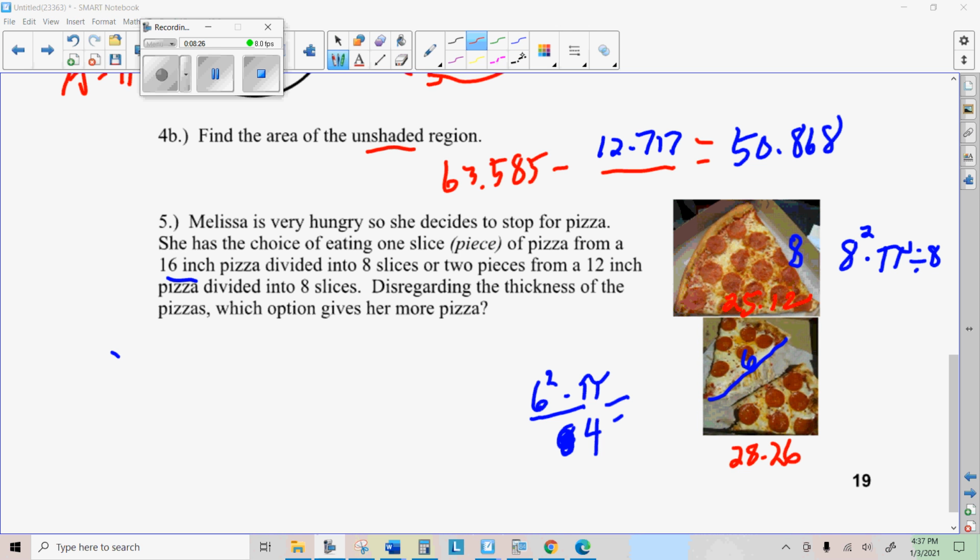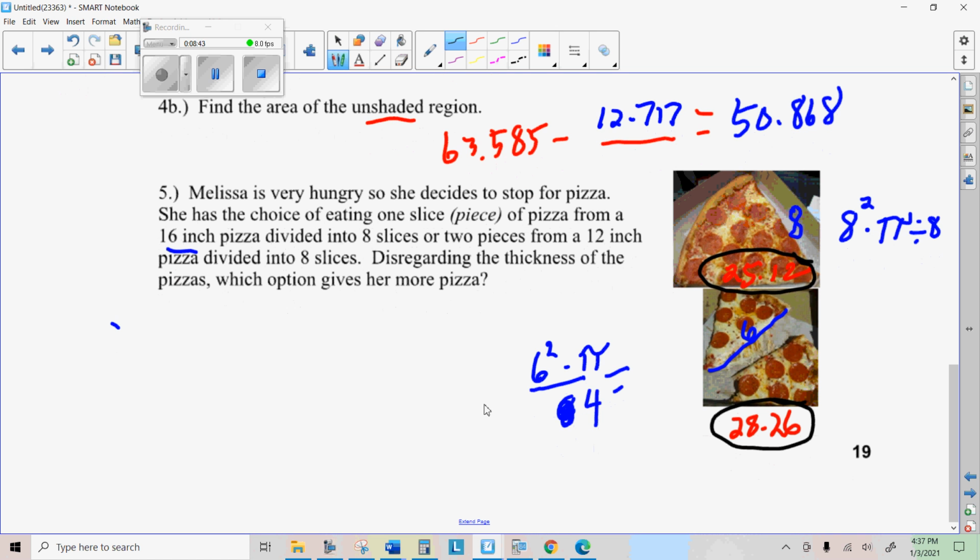All right, you should have figured out that she gets about 25 square inches of pizza if she takes 1 large slice, and if she took 2 small ones, she would get 28. So she does a little better if she takes the smaller ones.